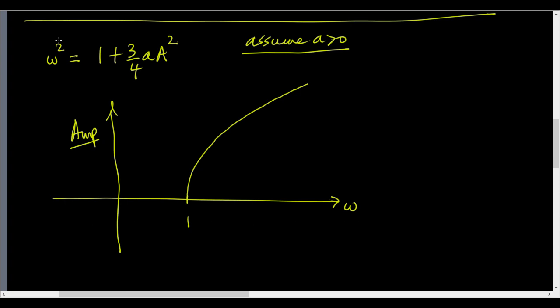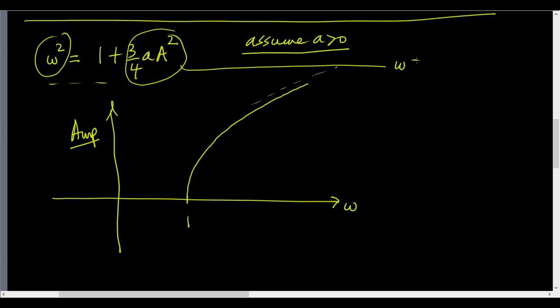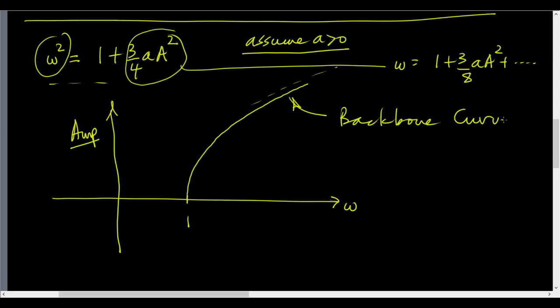Asymptotically, when omega is very big, A is very big, and omega and A are linear. So this is asymptotically linear, right? But over here it is parabolic, because for small a, omega is equal to 1 plus 3 by 8 a square plus small things. So for small a, it is parabolic. Okay? This curve is called the backbone curve, because it looks like a backbone.